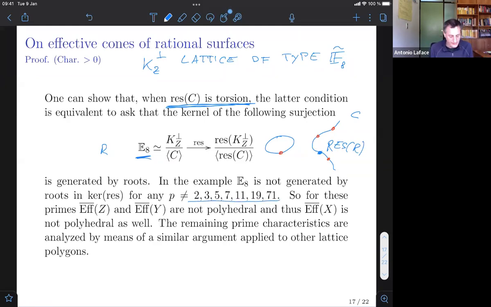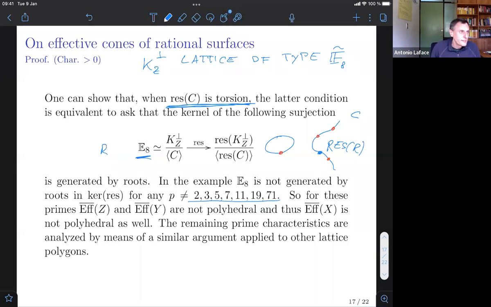Okay, so a direct calculation shows that in this case, for any p distinct from the following, E8 is not generated by roots which live in the kernel of this restriction. And so for all these primes, both F of Z and F of Y are non-polyhedral. And this quite easily implies that also the pseudo-effective cone of X is non-polyhedral, because if you have a surjection of surfaces, then if the pseudo-effective cone upstairs is non-polyhedral, then also the pseudo-effective cone downstairs is non-polyhedral.